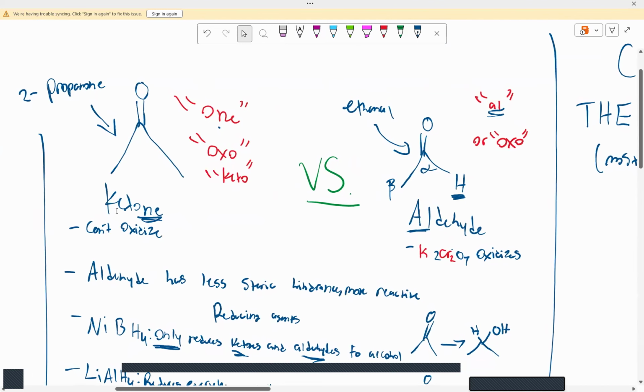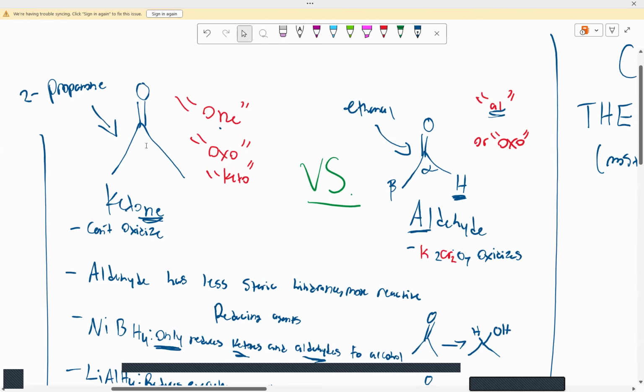Ketones you can't oxidize any further, because where are you going to go? There are no hydrogens. These are just carbons attached to the carbonyl. It has two R groups, so nothing to do there, right? Whereas with aldehydes, you have a hydrogen attached to the carbonyl instead.